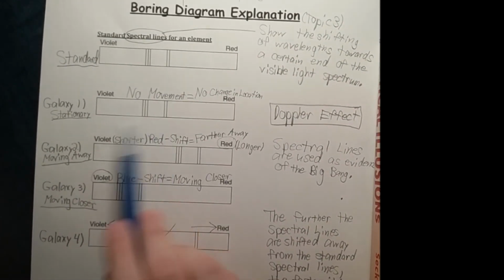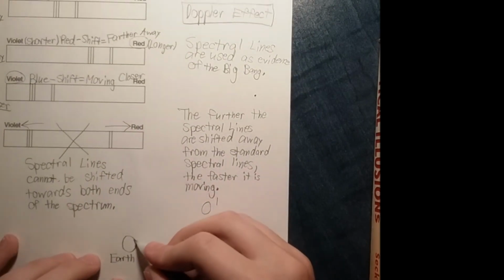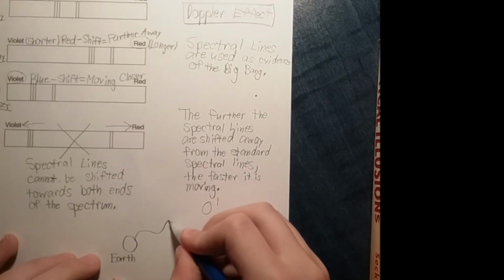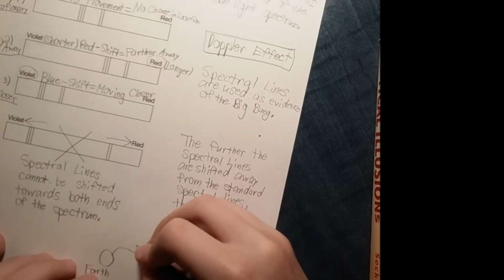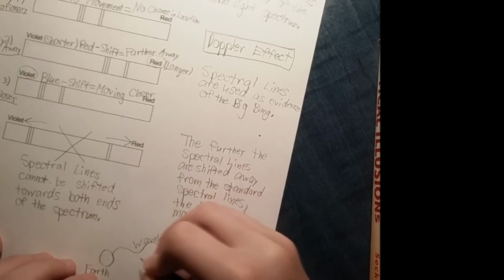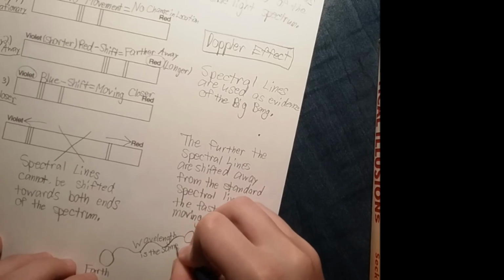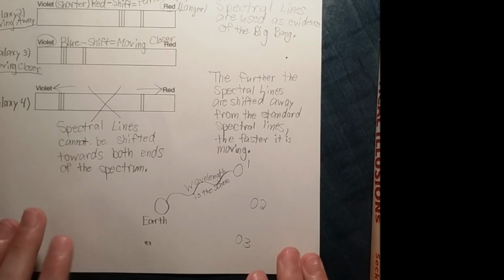So for galaxy 1 up here, we see that it's stationary. So we're going to draw a wavelength that is just the normal wavelength, and that's going to be emitted from a stationary object. So we're going to label that line: wavelength is the same. So that's going to be the same wavelength that is emitted by any stationary planet or galaxy or whatever, which as far as we know, there is no stationary galaxy in our universe.